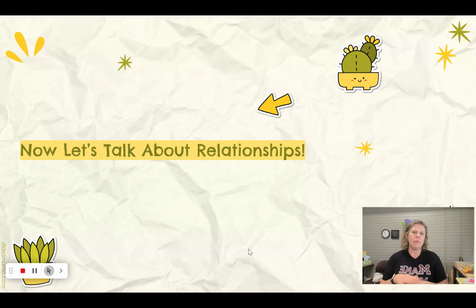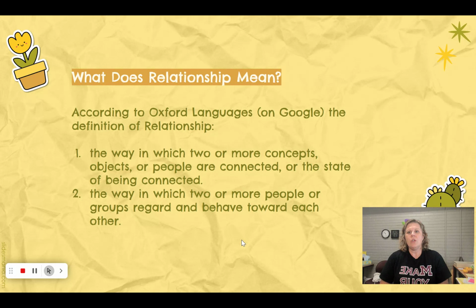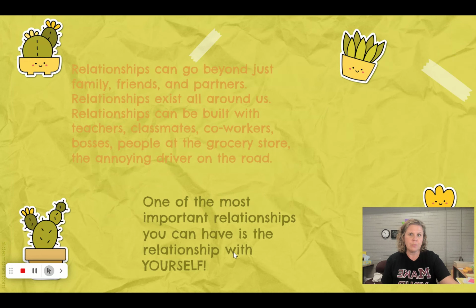So now we're going to jump into relationships. A relationship is the way in which two or more concepts, objects, or people are connected, or the state of being connected. Another part of the definition would be the way in which two or more people or groups regard and behave towards each other. So relationships can go beyond just families, friends, partners. Relationships exist all around us.